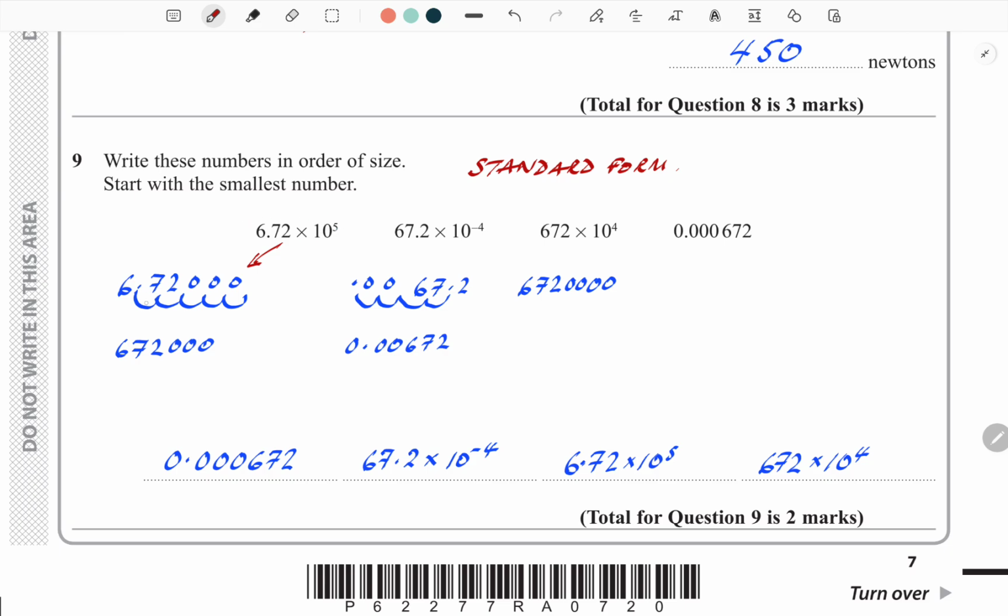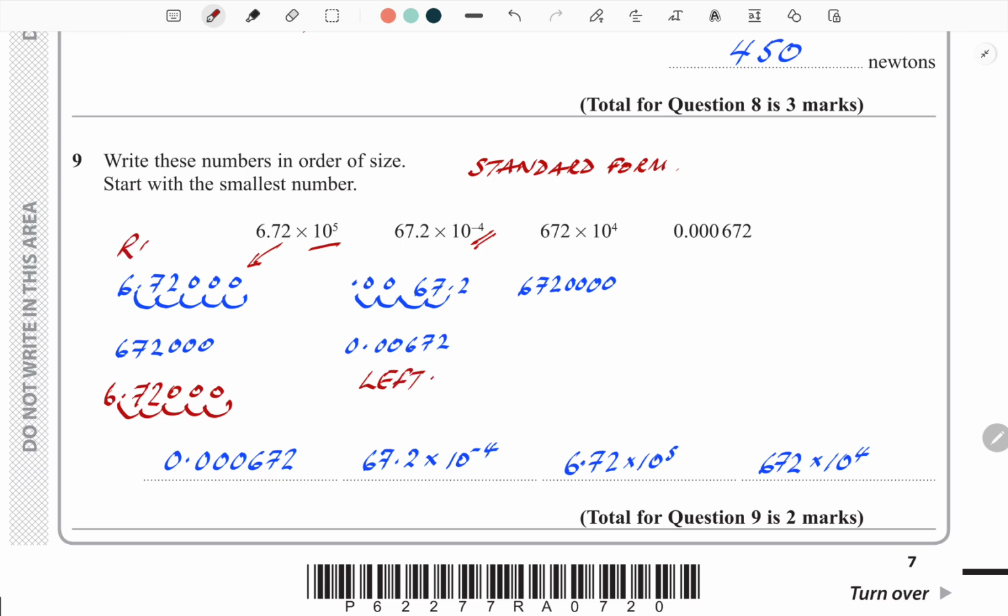If you start with 6.72 and you've got times 10 to the power 5, it means we're moving the decimal place 5 times, which is exactly what I've done, and that results in 672,000. The next one is 67.2 times 10 to the minus 4. When you have a negative power of 10, move the decimal place to the left.